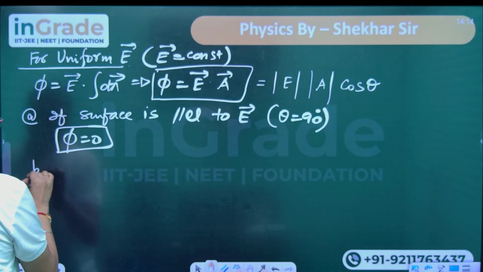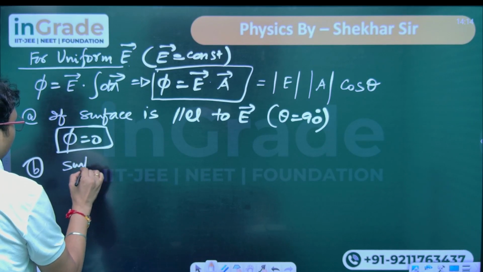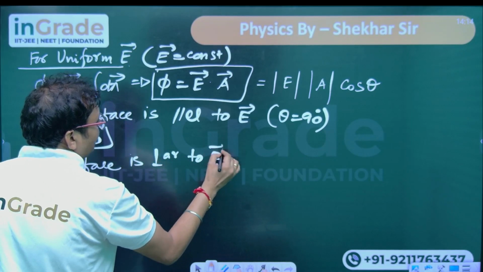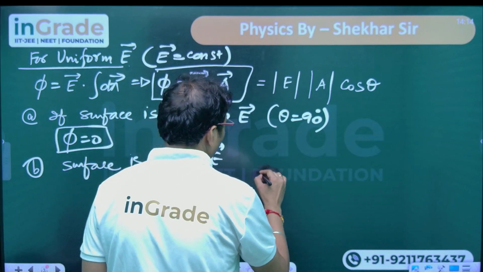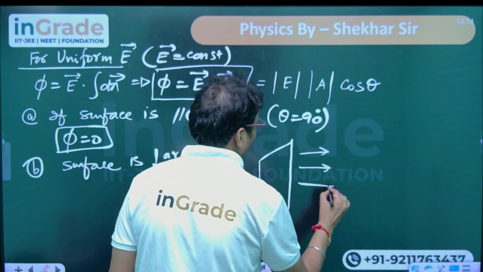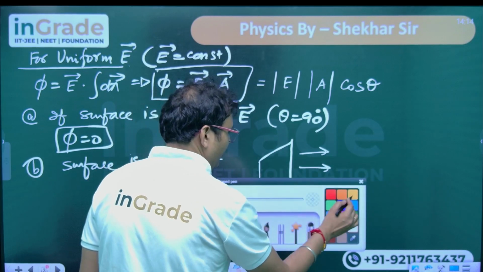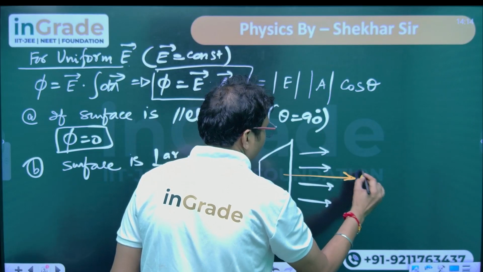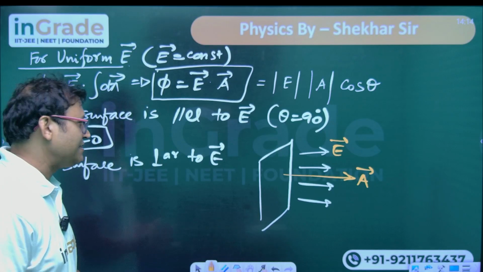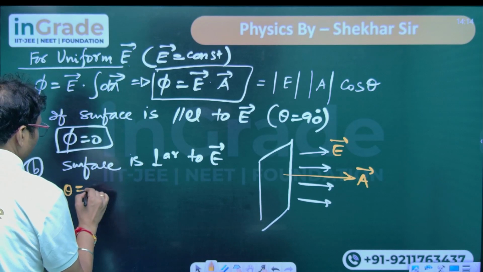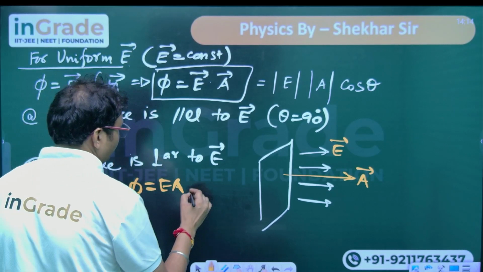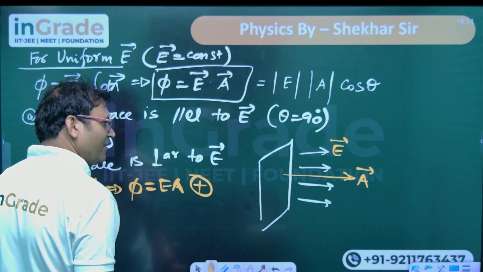If the surface is kept perpendicular to the electric field, in that case what will happen? If the direction of electric field is like this, the area vector will be normal and outward. So can we say the angle between E and A in this particular case is 0 degrees? If theta is equal to 0 degrees, then phi will be equal to EA, isn't it? That is positive. Outgoing flux is taken as positive.